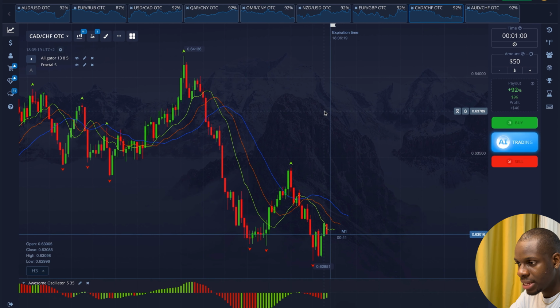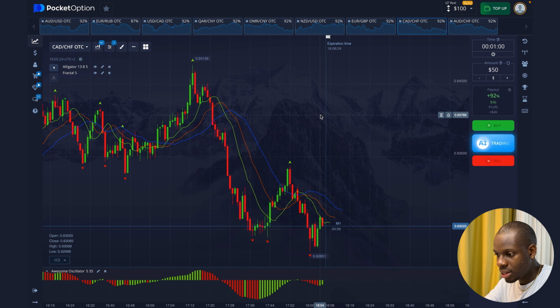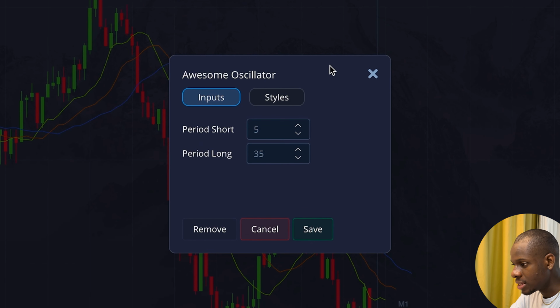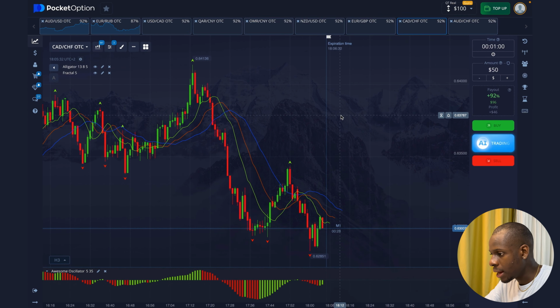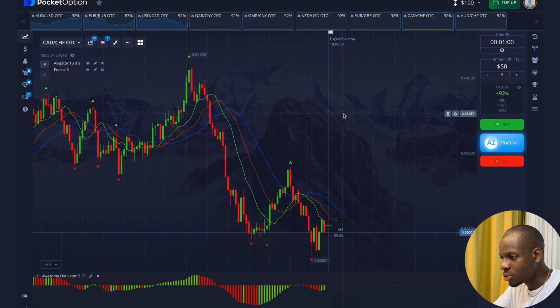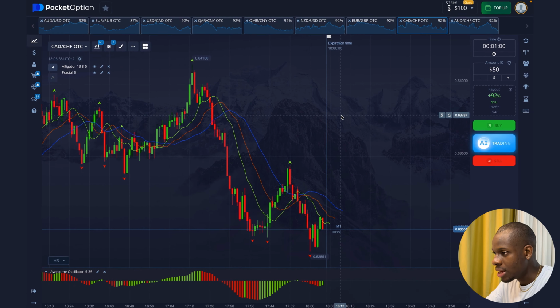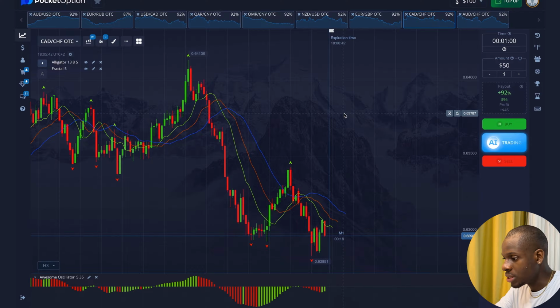So we have this set of indicators as well. We have our alligator with default settings, fractal, and also the awesome oscillator with these settings. Those are the only three indicators we're going to be using for today. And I'm going to try my best to really go in depth to explain how this strategy works. It's a good strategy, guys. It will give you decent profits if you properly understand how to use it.